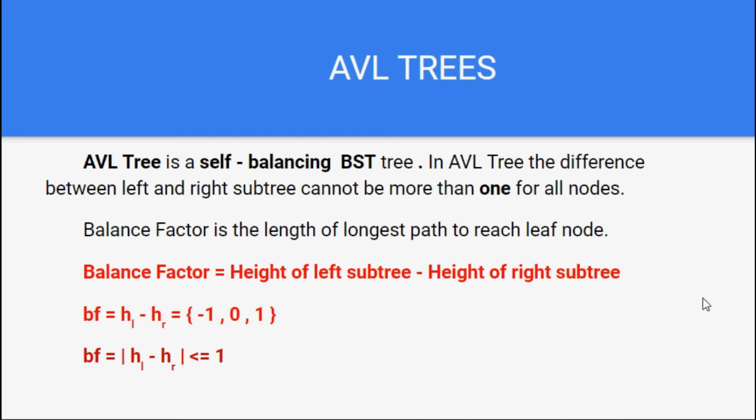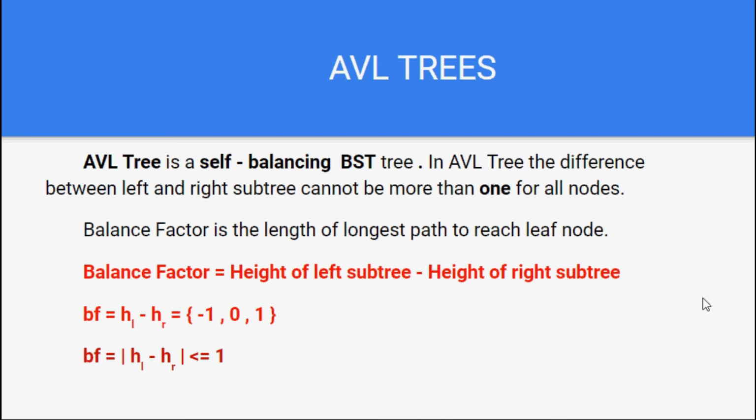Okay, now balance factor is the length of the longest path to reach the leaf node. You need to understand this point that we are not saying how many nodes are present in a subtree. No, we are not concerned with that. We are simply saying the longest path, which means we are talking about the edges in order to reach the leaf node or the terminal node. So the balance factor is equal to the height of the left subtree minus the height of the right subtree.